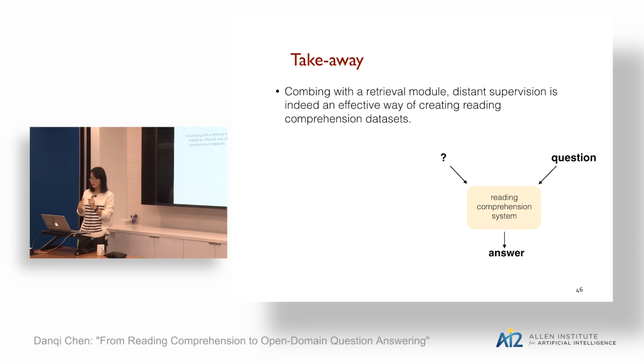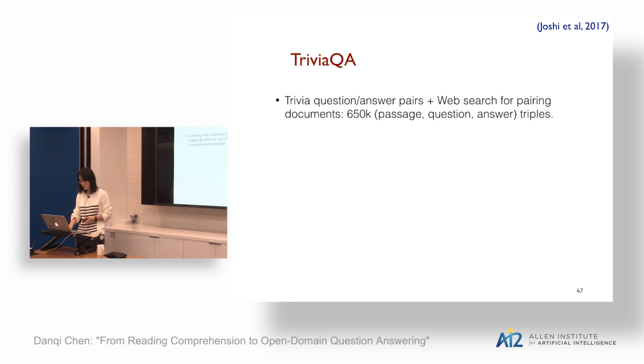So the initial goal of this project is that we want to build a system to enable open domain question answering. But there's a lesson we learned from this project: combining with a retrieval module, distance supervision is indeed an effective way of creating reading comprehension data sets. So if you only have the question answer pairs, then you should try to make use of a retrieval web search engine to pair with the documents. And then there is a great chance that we can get a lot more data to train the reading comprehension systems.